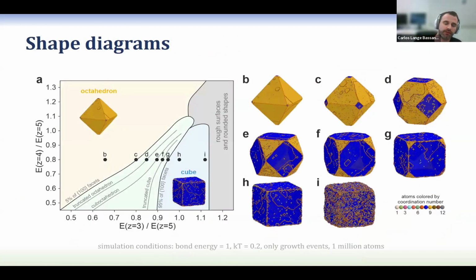So we do some mapping of these shapes, and I call this a shape diagram, not to be confused with a phase diagram, right? So the phase here is always FCC, face-centered cubic. The shape is different, however. And in this map, we are only growing atoms. We are not dissolving, and we see there is a region of octahedrons, a region of cubes, and there is this green zone here of all these truncated shapes between cubes and octahedrons.